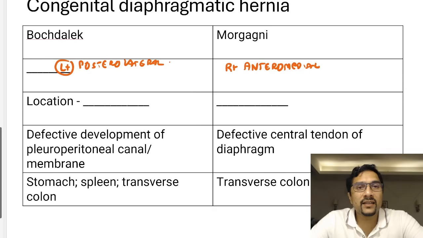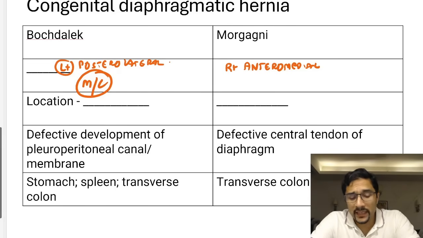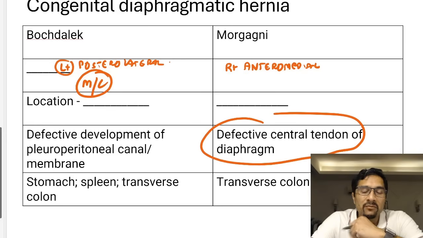Bochdalek hernia, I've told you, is the most common and is left posterolateral. This is due to defective development of the pleuroperitoneal canal, and stomach and spleen can herniate here. Morgagni, on the other hand, occurs anteriorly. There is a defective central tendon of the diaphragm, and the most common structure which herniates is the transverse colon.